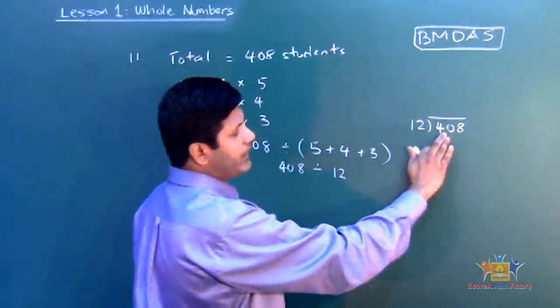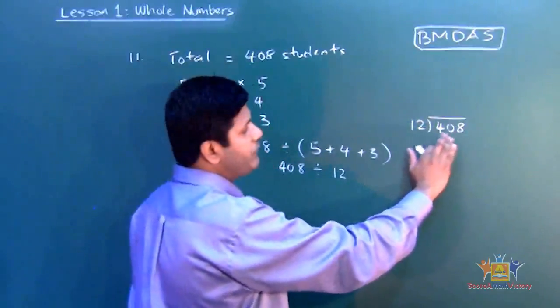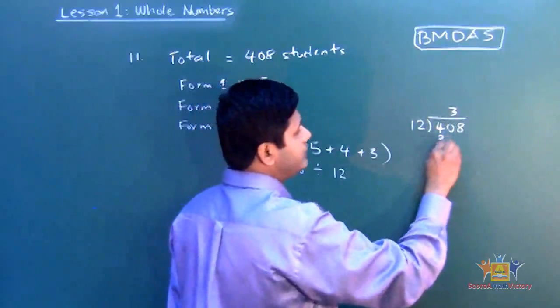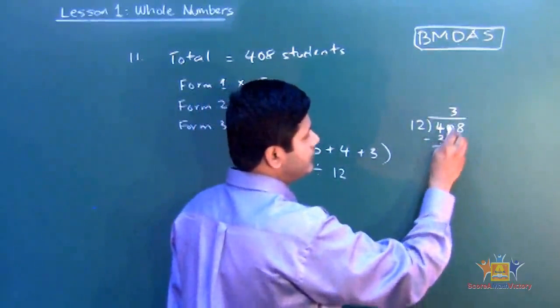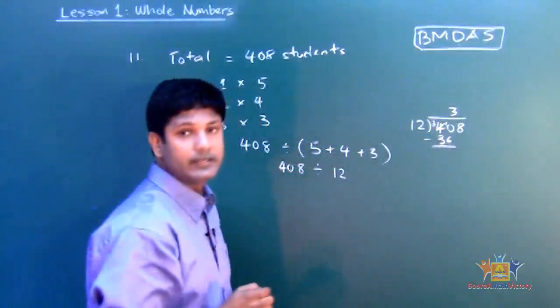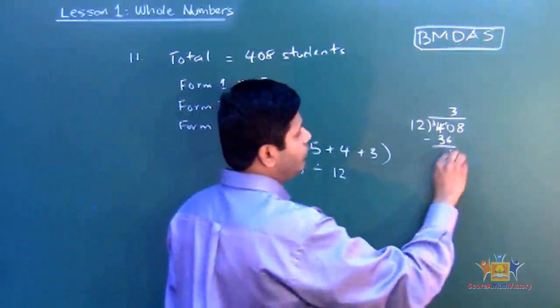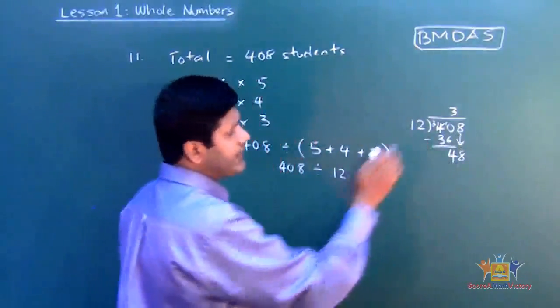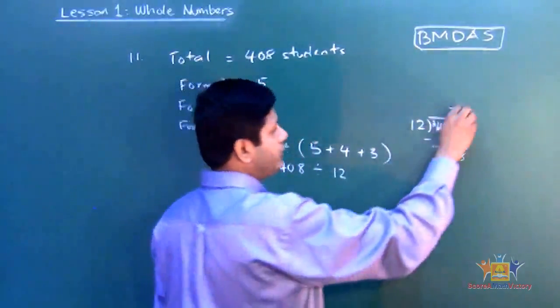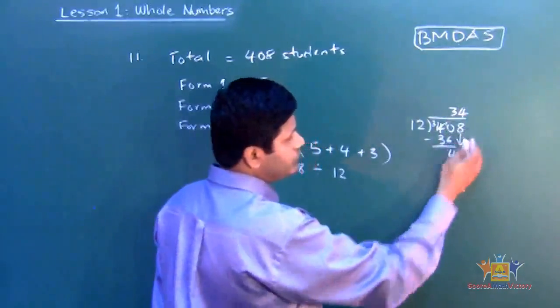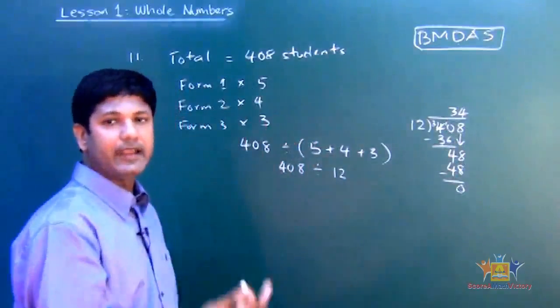In 4, I can go to the next digit, which will be 40. In 40, there's how many 12s? From the 3 timetable, we know 3 times 12 is 36. 40 minus 36, 0 minus 6, I can borrow from 4. 4 becomes 3, 0 becomes 10. 10 minus 6 is 4. 3 minus 3 is 0. Then bring 8 down. In 48, there's how many 12s? 4, because 4 times 12 is 48. Minus gives me 0. There's no more digit to bring down. That means that's the end of it.